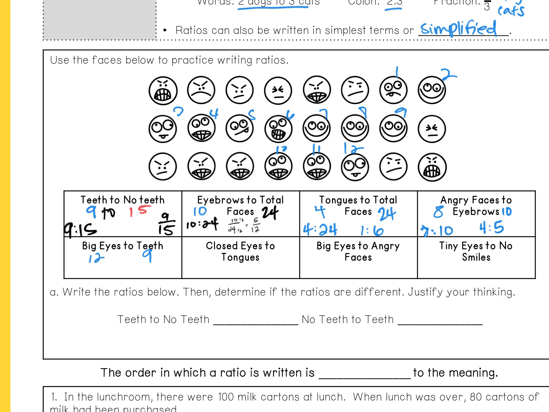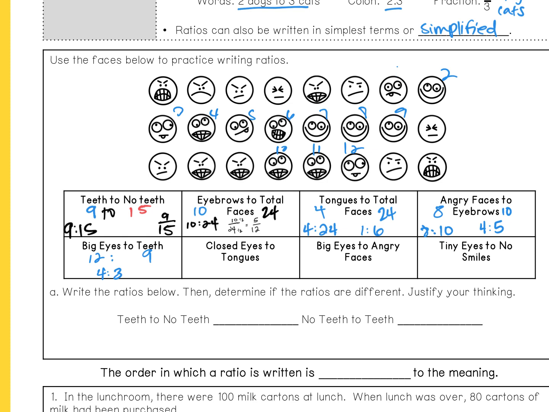So my ratio will be 12 to 9. And when I simplify that, I'm going to divide both of those numbers by 3, and I will get 4 to 3. So now I want to find the closed eyes to tongues.